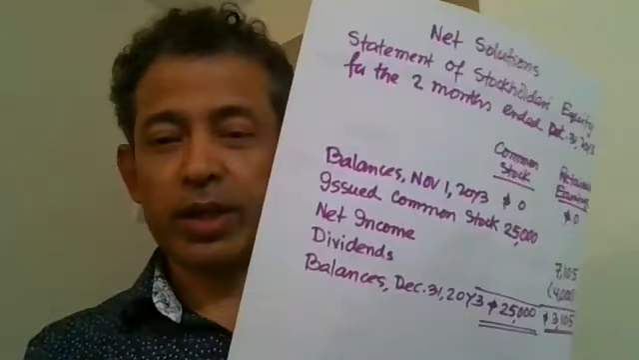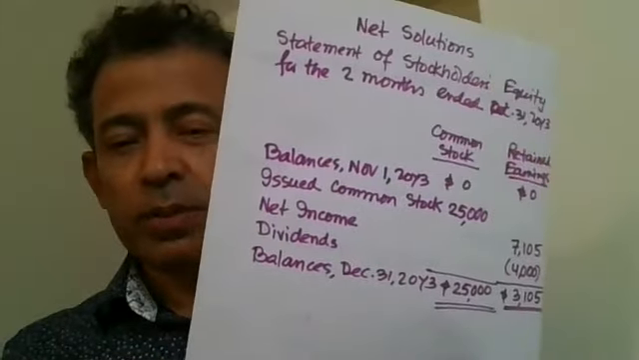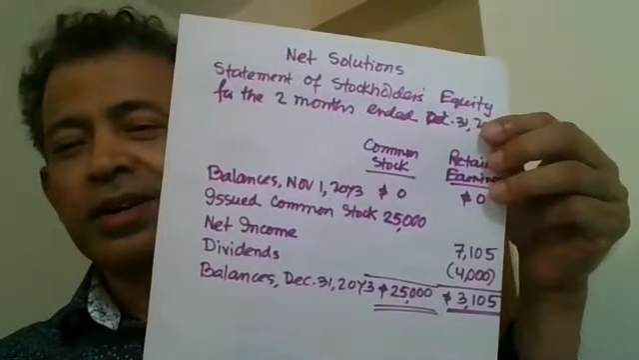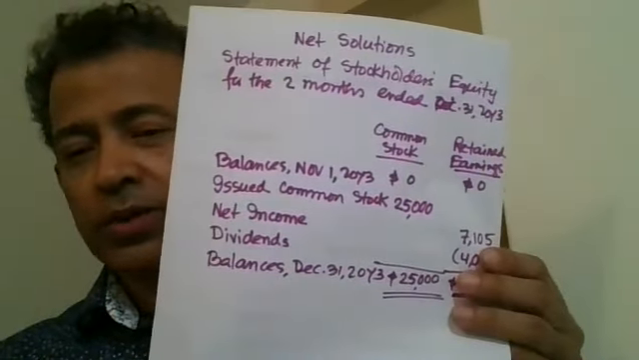And if you don't see it, that means the beginning balance was zero. For example, for Net Solutions, that was the first year of operations. That's why there was no beginning retained earnings in the adjusted trial balance that we are using to prepare these financial statements. So the beginning balance of our common stock was zero, and of retained earnings was also zero. And then the company issued common stock of $25,000 this year.